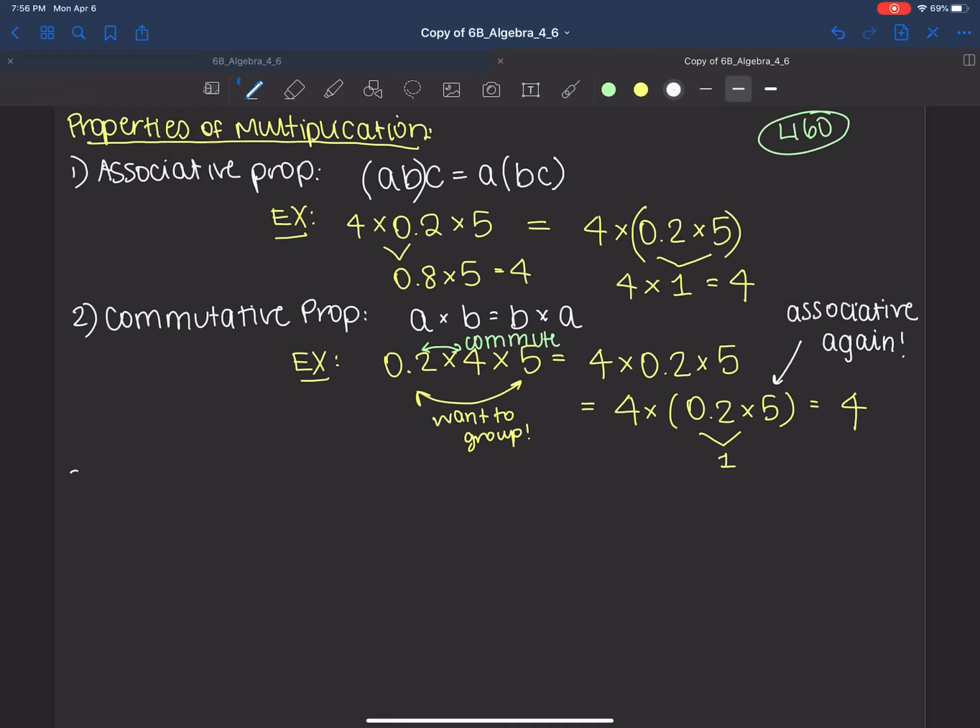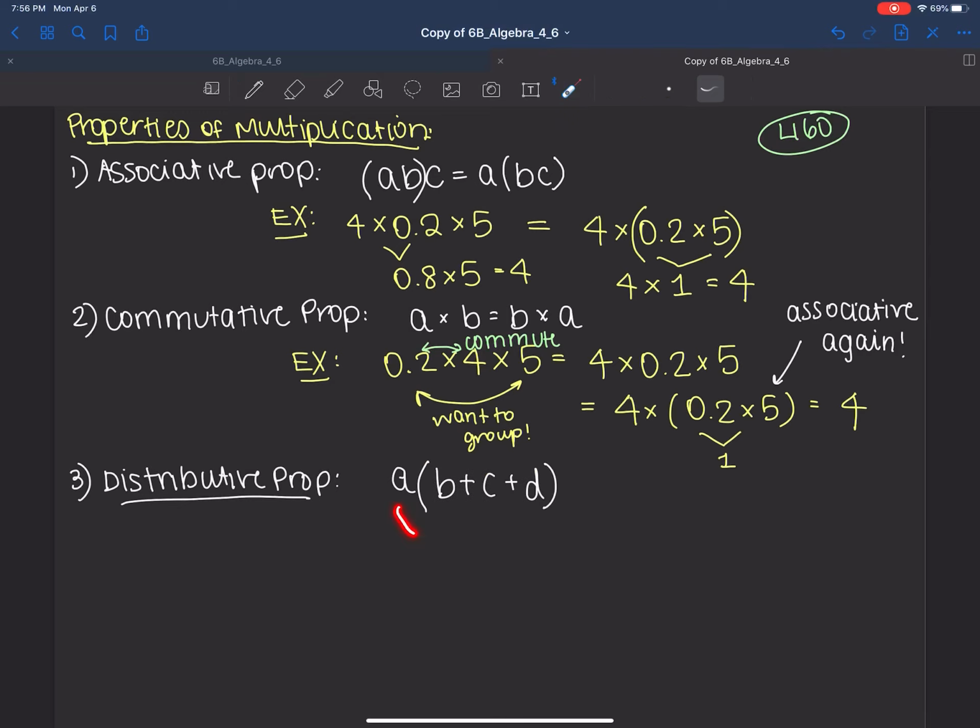The last property is one that we're familiar with. We've talked about it with addition as well, because it involves both multiplication and addition. It's the distributive property. It tells us that if we have some number a that's multiplied to a sum, I'll write it as b plus c plus d, I can take the factor of a and just give it to every term in the sum. So I give a to b, I give a to c, and I give a to d.